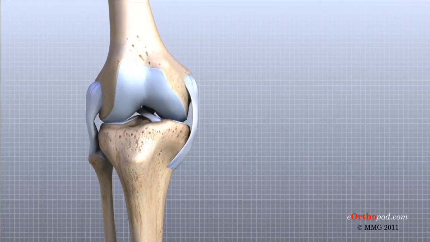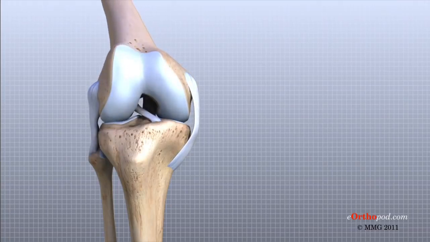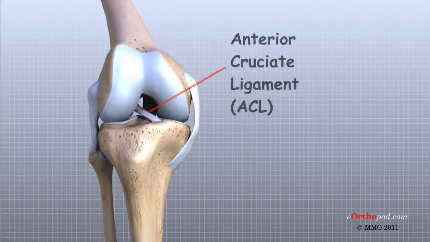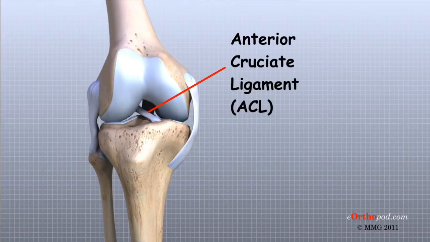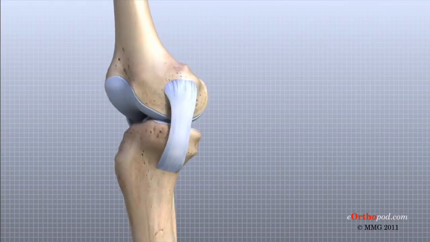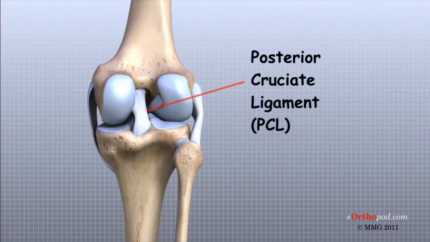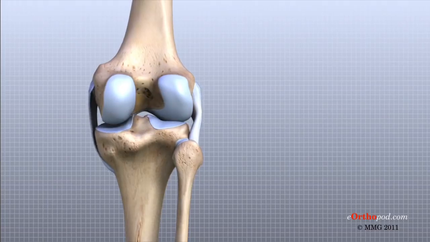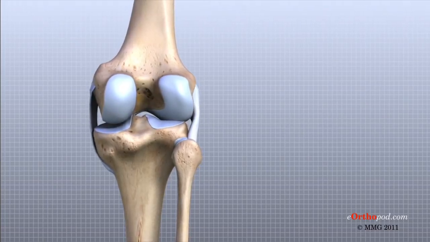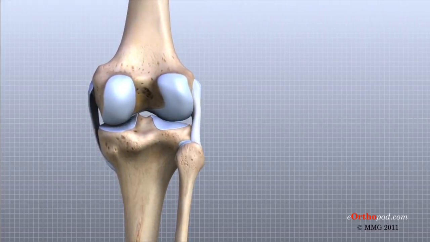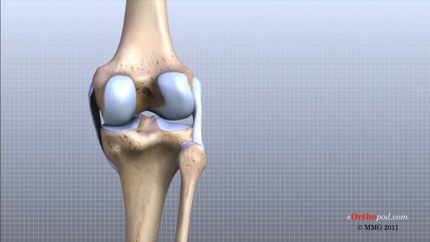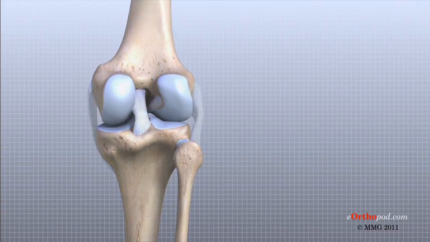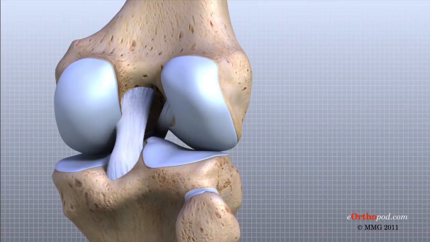Inside the knee joint, two other important ligaments stretch between the femur and the tibia. The anterior cruciate ligament, or ACL, in front, and the posterior cruciate ligament, or PCL, in the back. The MCL and the LCL prevent the knee from moving too far in the side-to-side direction. The ACL and the PCL control the front-to-back motion of the knee joint.